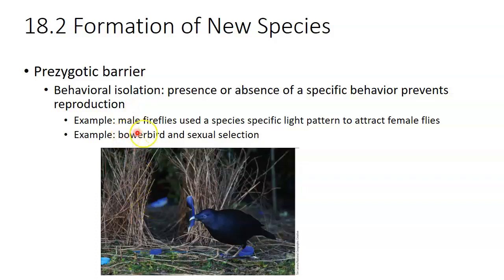Before I get to the bowerbird, let me tell you about fireflies. So there's actually multiple species of fireflies. And so how do these fireflies know who to mate with? And so it turns out that male fireflies are going to use species-specific light patterns to attract female flies of the same species. And so these female flies know the light pattern that male flies of their species use. And so when they see a different light pattern, they think, well, that's not attractive. I'm not going to go towards that fly. That's weird. Okay, so it's going to be very, very specific.